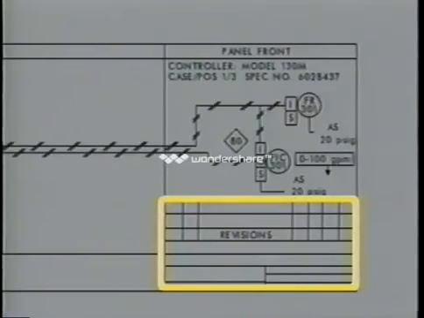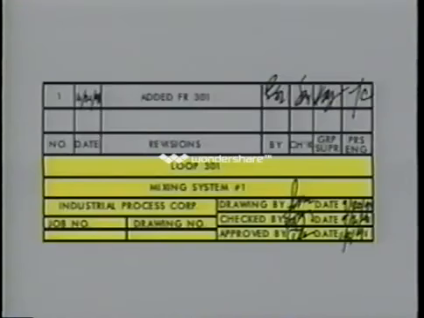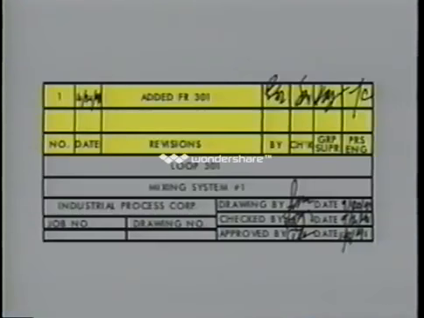In the lower right corner, you'll find a title block which tells you the loop number and the name of the diagram. The revisions block above lets you know what changes have been made to the drawing, when the changes were made, and the person who made the changes.